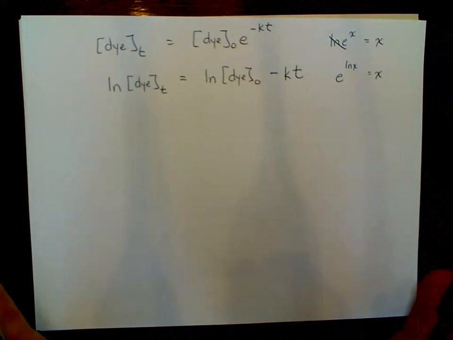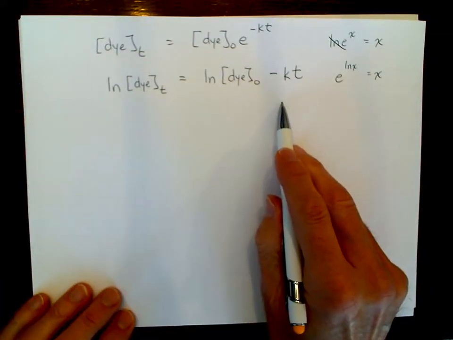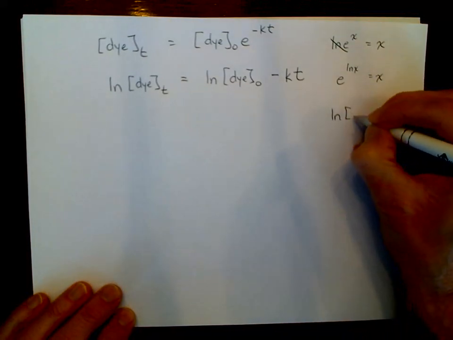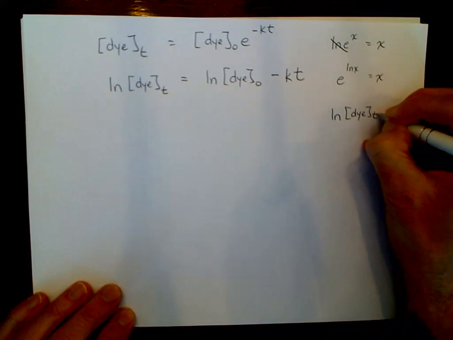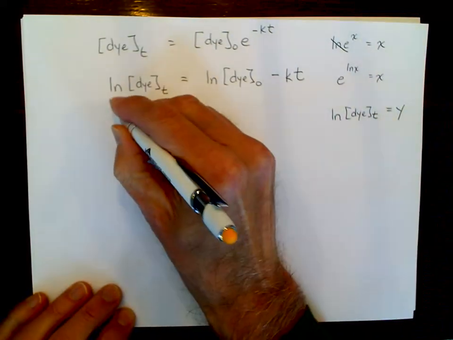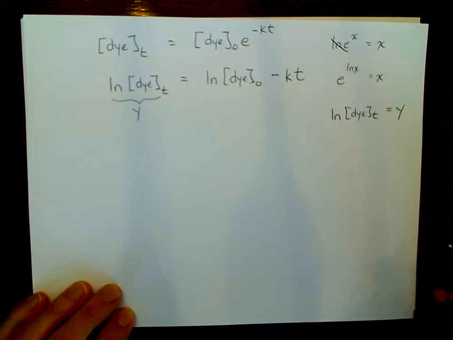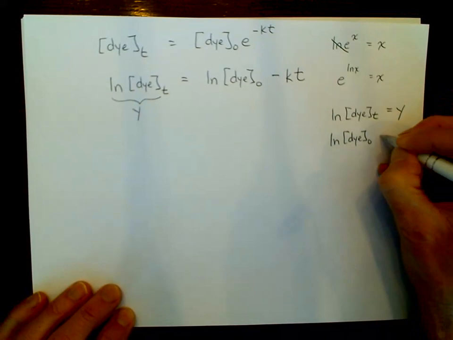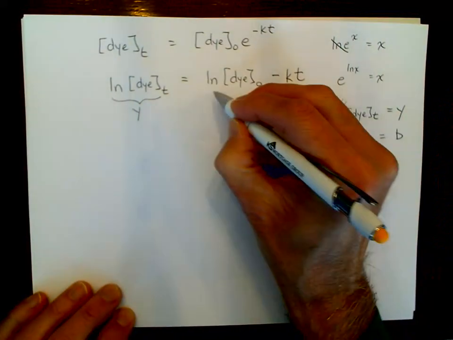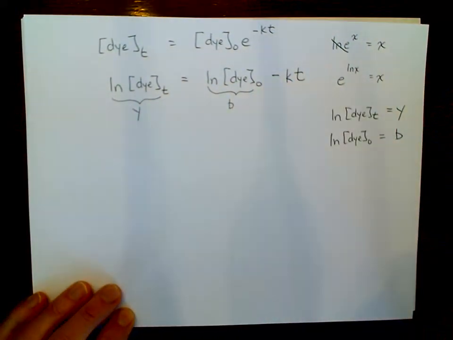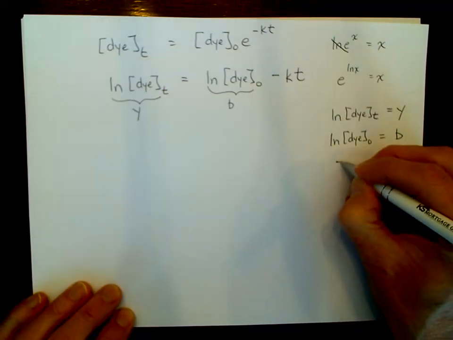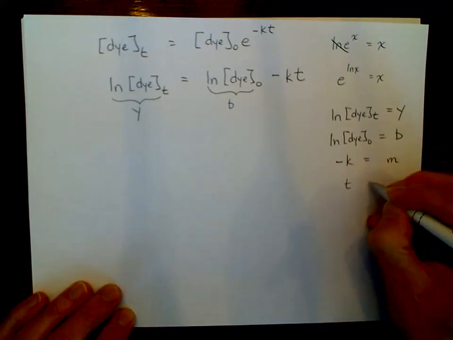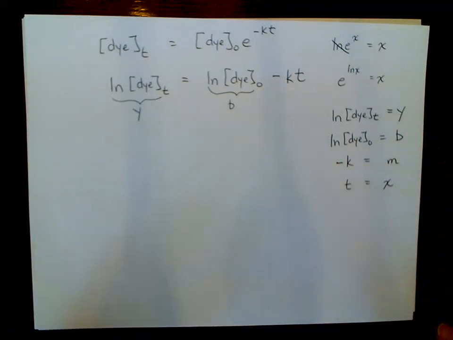Anyway, we've got to get this equation in the form y equals mx plus b. So to do that, we make the substitution. We're going to make the natural log of the dye at time t the y. We're going to stick this on the y-axis. And we're going to make the natural log of the dye concentration initially equal to the intercept. So this is going to be our b value. And once again, we're going to make the opposite of the rate constant equal to our slope. And once again, we're going to make time equal to x.